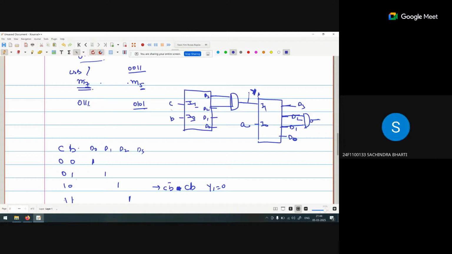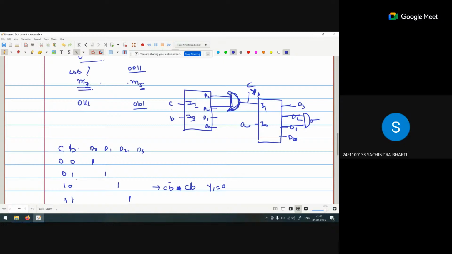Sir, instead of AND gate, can you take OR gate? If you take OR gate, then it will lead to a variable, not a Boolean value 0 and 1. If you write OR gate instead of AND gate, then it will be C only, because B and B bar will be 1. Now C and A are there, so then we need to follow the same steps as in the earlier case.